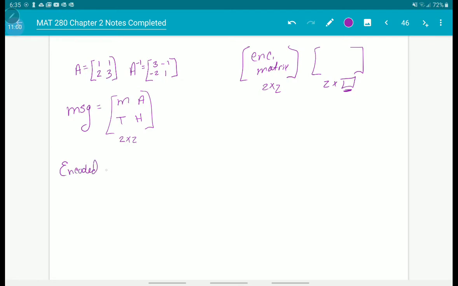So our encoded message will be our encoding matrix times our message in letters. So we said M was 12, A was 0, T was 19, and H was 7.